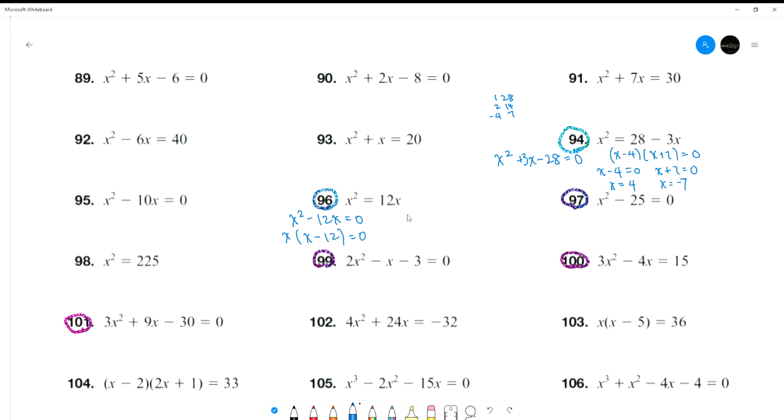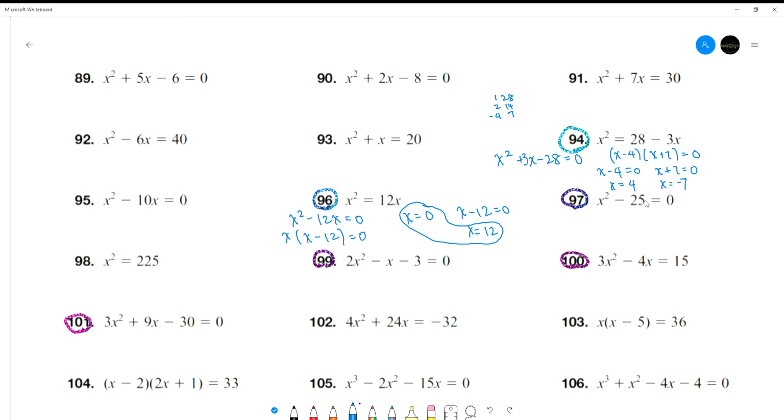So you have two factors, right? So you set each factor equal to 0. The first one, x is equal to 0, and the second is x minus 12 equal to 0. Solve for x. So the first one's done. Second one, you just add 12. So you get x equals 12. Okay, so two solutions right here. Any problems with 96? Otherwise, we can move on.